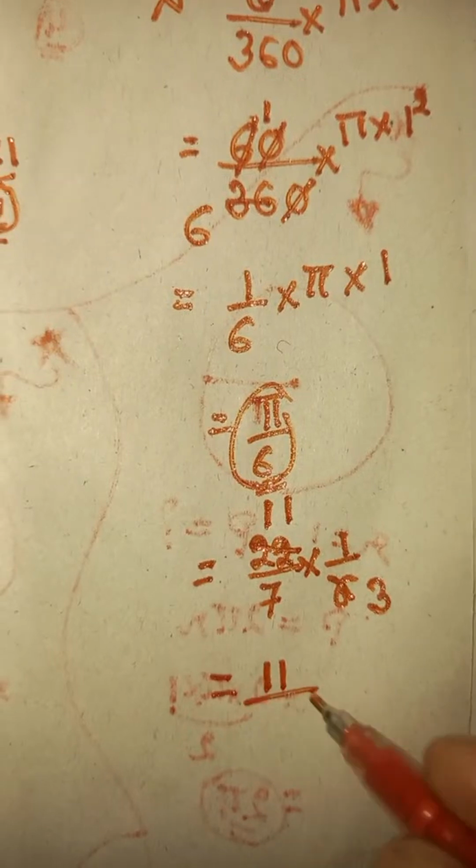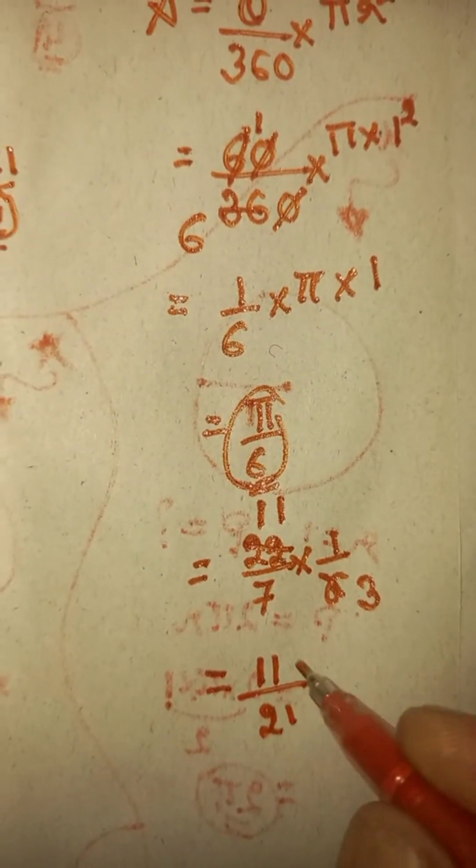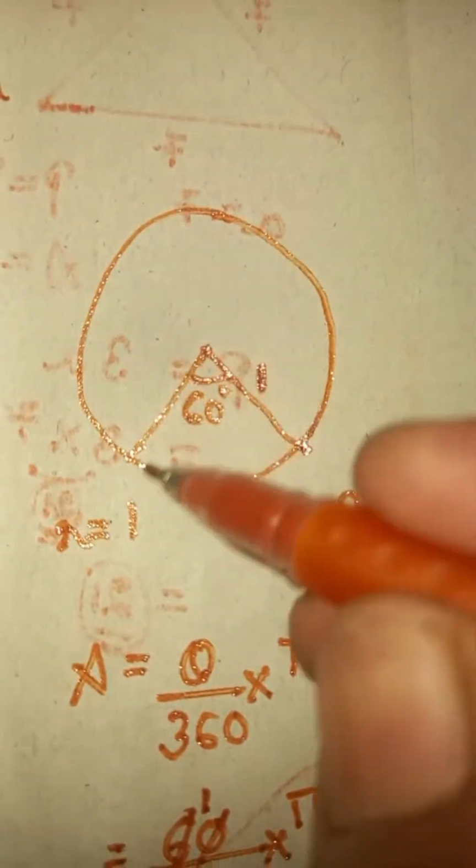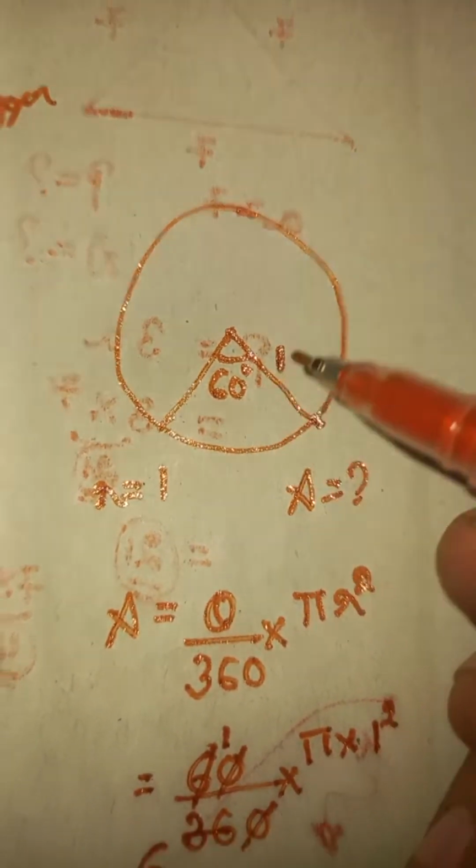Here it is nothing but 11 by 7 times 3, which is 21. So 11 by 21 square units is the area of this sector of this circle. Let's take out another sector of the circle.